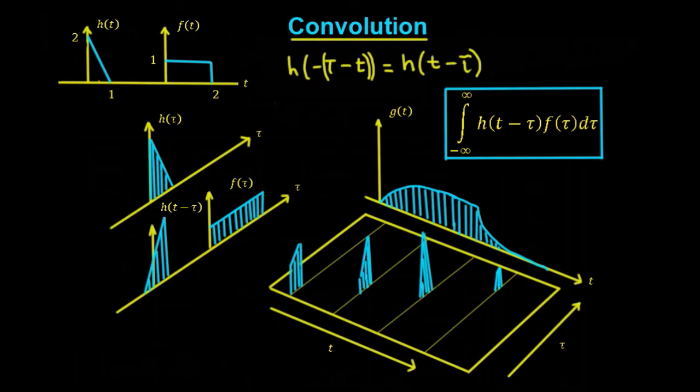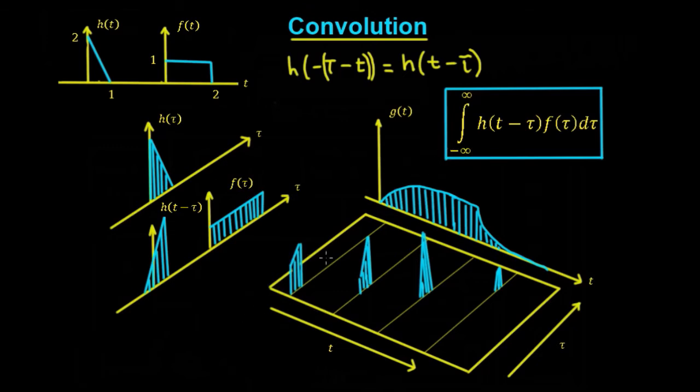So I've gone over that little bit in a bit more detail than you maybe normally see. So let's get back on track here. So we're going to have our function h of t minus tau. We're going to multiply it by our function f of tau. And then we're going to integrate from minus infinity to infinity with respect to d tau. So that's in this direction.